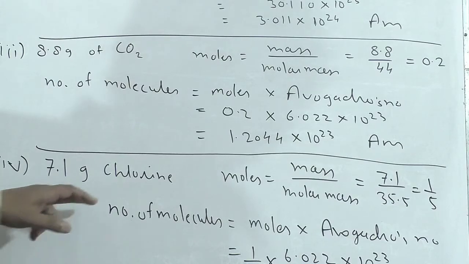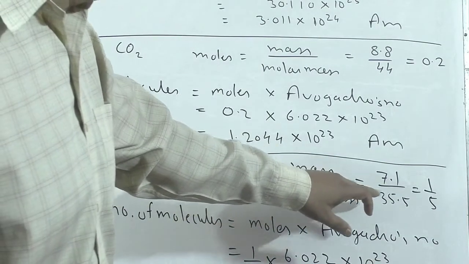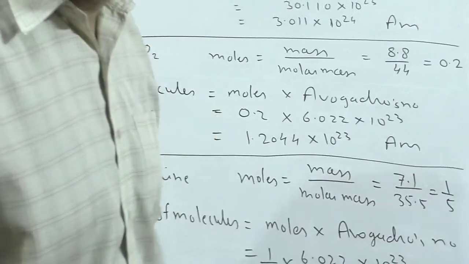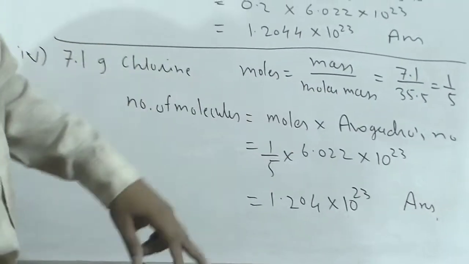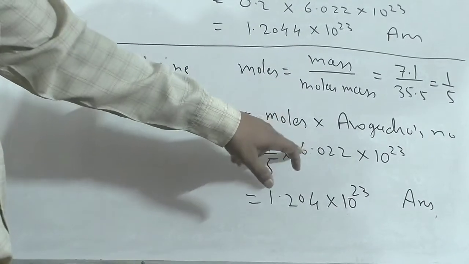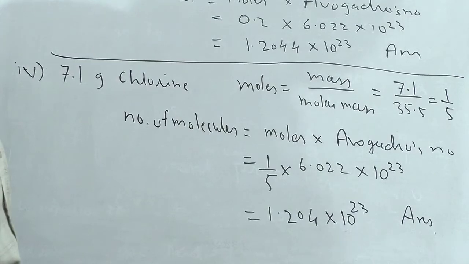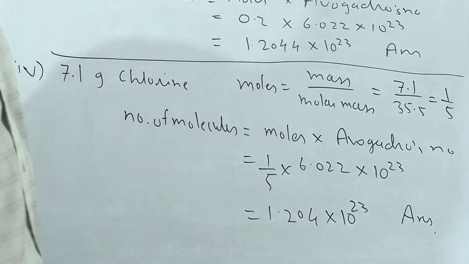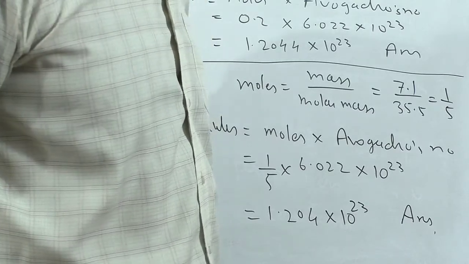7.1 gram chlorine. Again find out moles. Mass upon molecular mass, 7.1 upon 35.5 is 1 upon 5. Okay, so number of molecules is number of moles into Avogadro number. 1 upon 5 into Avogadro number, calculating, 1.204 into 10 raised to 23 molecules. Answer. Understood?